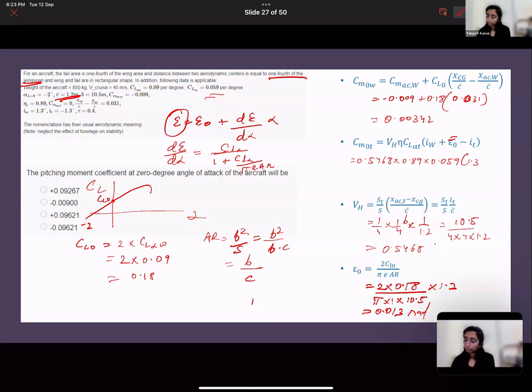Just multiply by 57.3. What is the value? 0.75. Okay. Plug that in here. So you have 0.75 minus tail setting angle. So you have 1.3. So how much is CM naught tail?